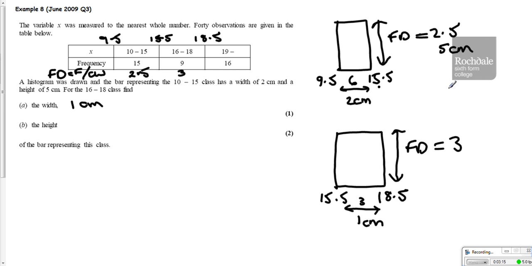Let's have a look at the heights. Well, if a frequency density of 2.5 is drawn with a height of 5, then a frequency density of 3 would be drawn with a height of 6. It's just been doubled. So the height of the second bar is 6 centimetres. So by just drawing little pictures and working out what scale factor is going on, you can work out the dimensions of the bars.